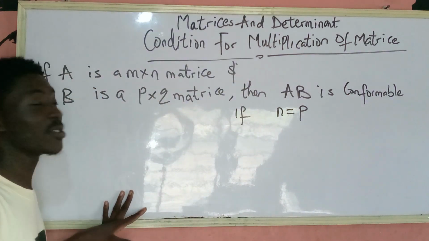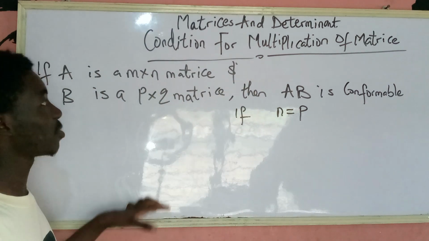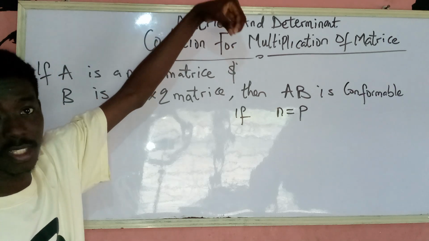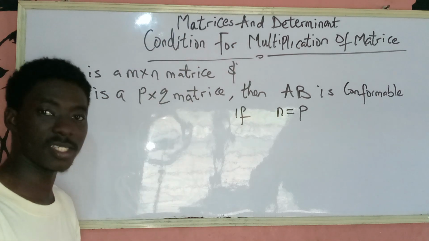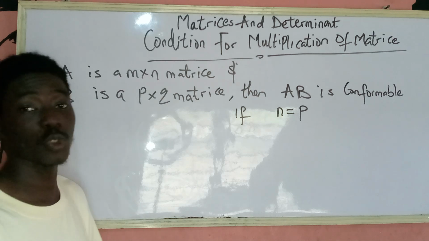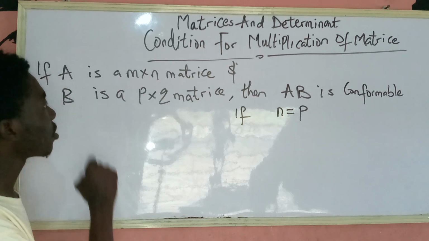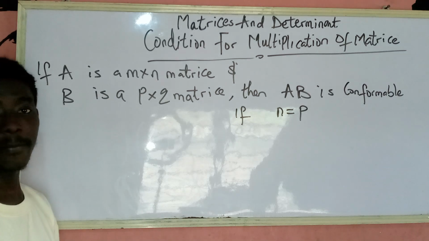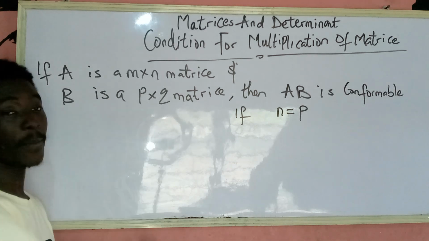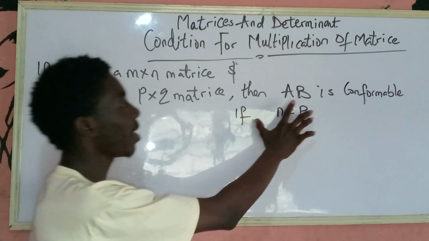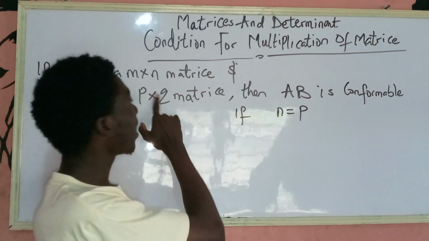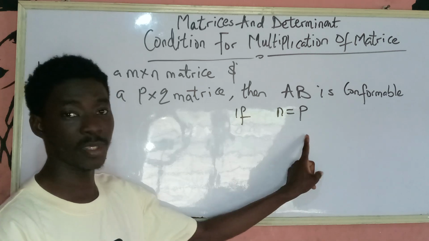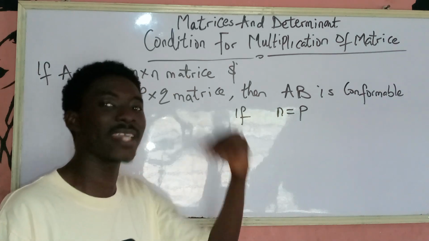Now let's go back to matrices and determinants. But in this part, we're dealing with how to check for the condition for multiplication of two matrices. So when are you to multiply two matrices, and when are you not supposed to multiply two matrices? The condition states that if A is an M by N matrix and B is a P by Q matrix, then AB is conformable when N is equal to P. So whenever N is equal to P, you can multiply the matrices.